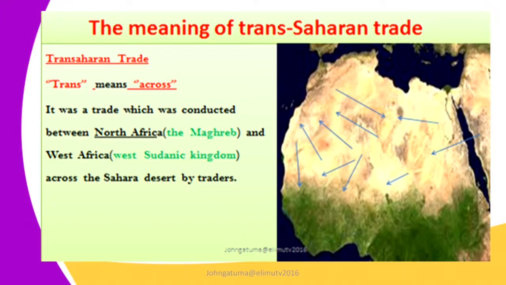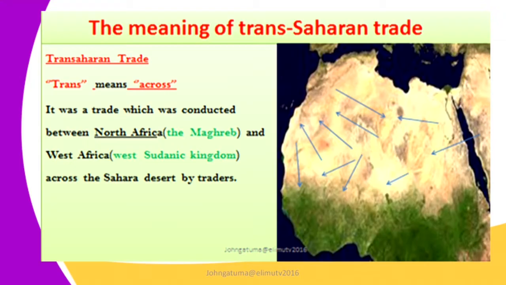And the other side was West Africa, which is also known as the West Sudanic Kingdoms, across the Sahara Desert. We have said that trans-Saharan name comes from the word trans, because it means across.